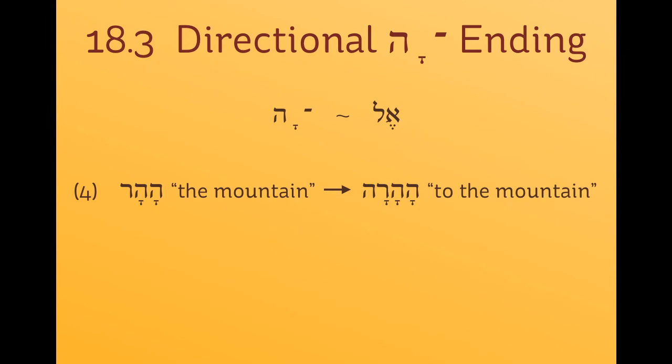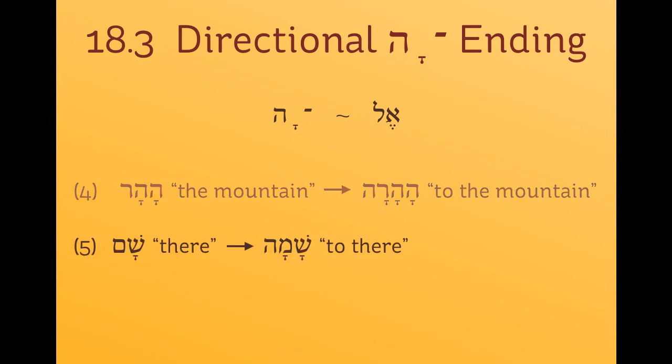And finally, a couple examples. You only get the kametz he ending on singular nouns, never plural nouns. Hahar means the mountain. Hahara means to the mountain. You also get the directional ending on some adverbs. Sham means there. Shama means to there.